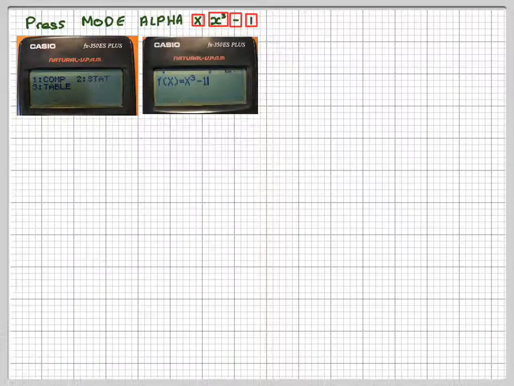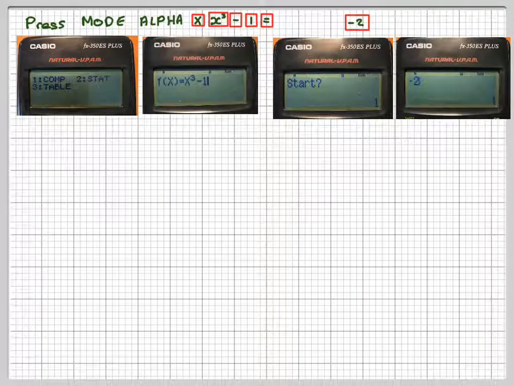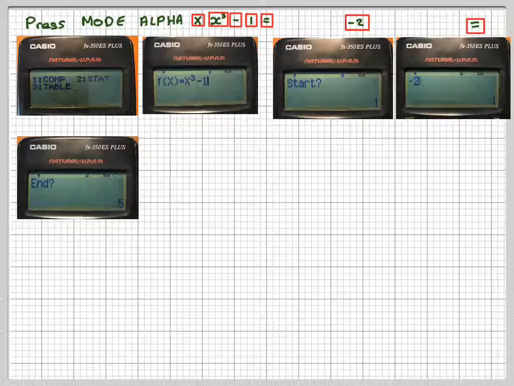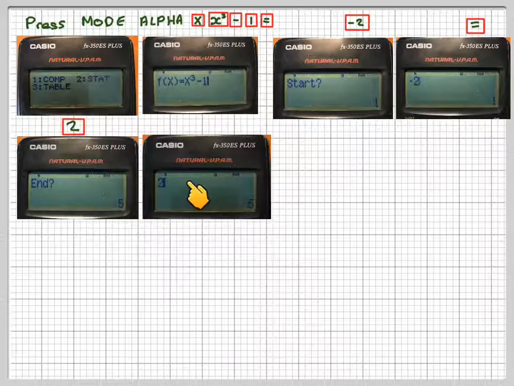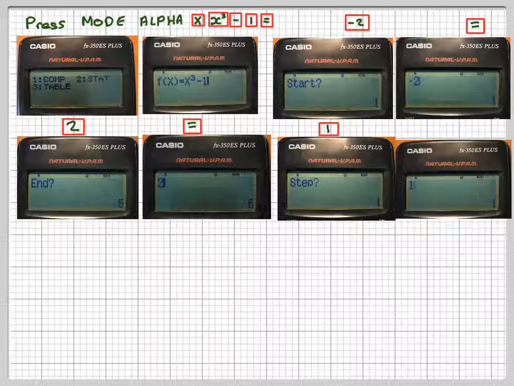And then a 1. When we press equals, this will come up and it says the start value. So this is the start value of the table. So the start value of our table was minus 2. So we put in now minus 2, and then that comes up. We press equals, and we want the end value of our table. So the end value of our table was 2. This comes up, we enter 2, and we press equals, and then it says step. Now what the step does, if we start at minus 2, it will make the next number minus 1, and then 0, 1, 2, and so on. So we want the step, in fact, to be 1.